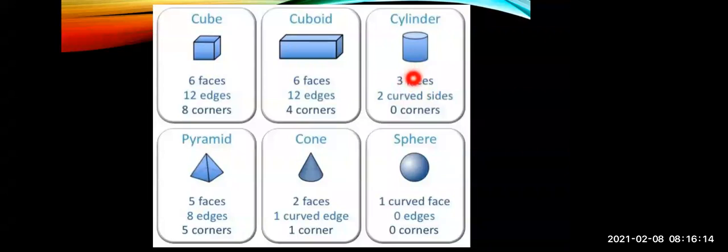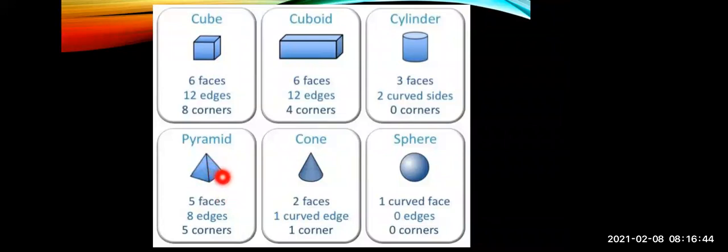There are no vertices in a cylinder. Then the pyramid. In a pyramid, the base depends on the shape of the base. It may be a square, rectangle, or triangle. So there are 5 faces in a pyramid. The edges are 8 and the vertices are 5.